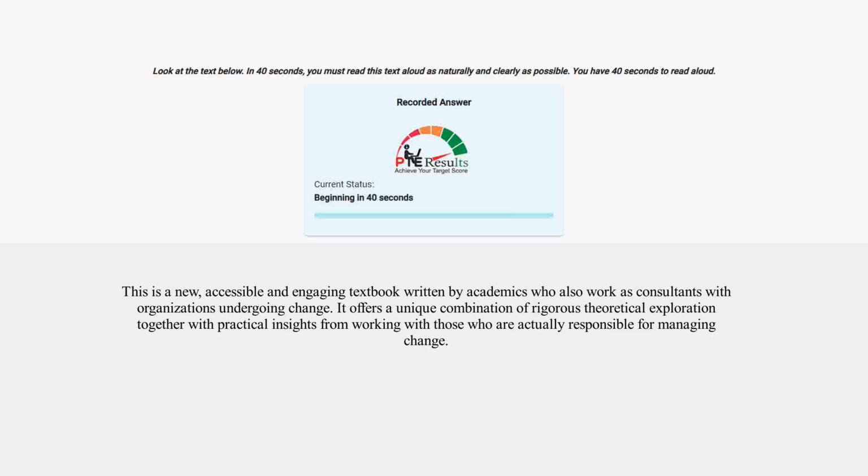This is a new, accessible and engaging textbook written by academics who also work as consultants with organizations undergoing change. It offers a unique combination of rigorous theoretical exploration together with practical insights from working with those who are actually responsible for managing change.